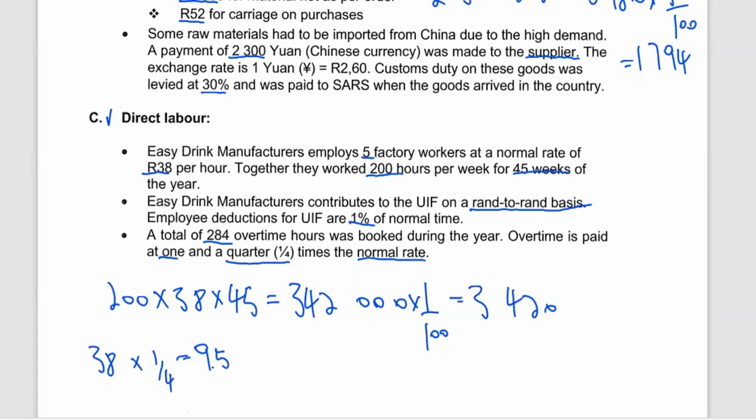So remember they said it's 1 and a quarter. So now we have found the quarter. We have to add it to the 1, which is our 38. So we're going to say 9.5 plus 38. Then we get our answer, which is 47.5. So they work 284 hours, earning 47.5. So 47.5 multiplied by 284 hours. Then we get the overtime rate, which is 13,490.